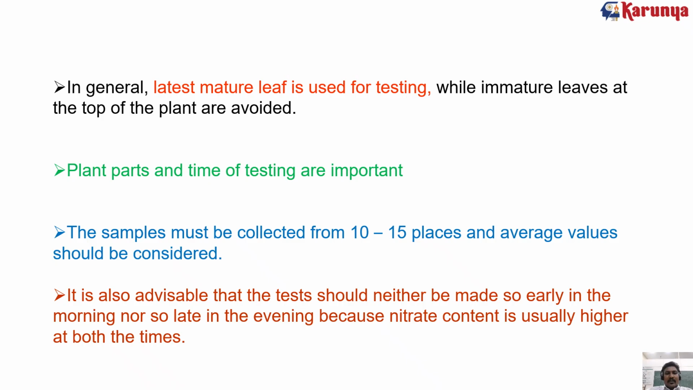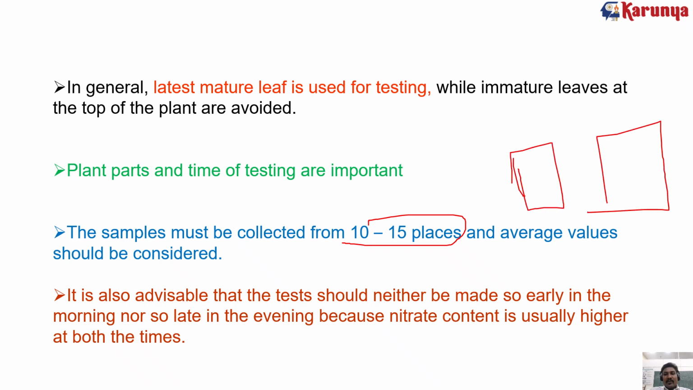Another important thing is plant parts. Plant parts and the time of testing are important. At what time you have to collect the plant sample? The sample must be collected from 10 to 15 places, and the average value should be considered. So 10 to 15 places you are taking in 1 acre of land. In another acre, 10 to 15. Likewise, you have to collect, in a zigzag pattern, choosing the plants and collecting the samples.